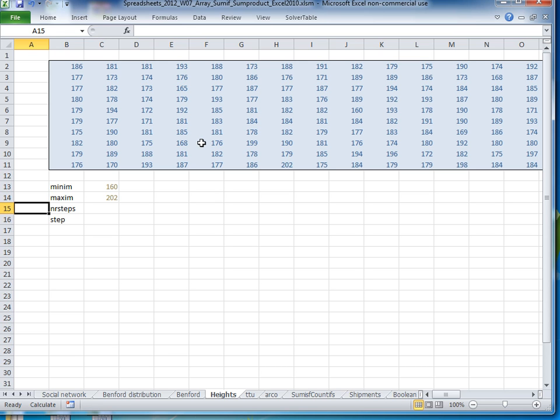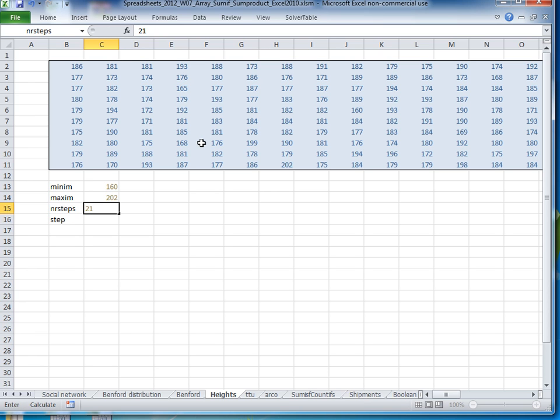Now something we need to do very often in such situations is we need to decide how many steps in our analysis we are going to take. Since it's from 160 to 202, seems to be 42 centimeters. Let's say that we take 21 steps. And now we need to calculate how long is one step.